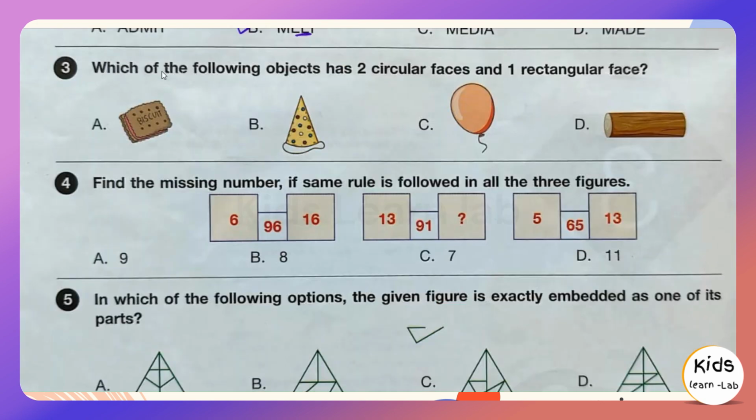Third question. Which of the following objects has two circular faces and one rectangular face? Option A is having rectangular face. Option B is having cone shape. Option C is having an oval shape. Option D is having one rectangular face and two circular faces. So option D is the right answer, children.